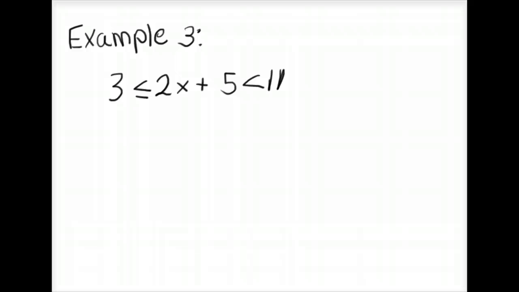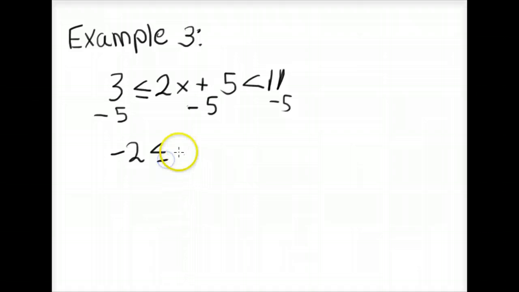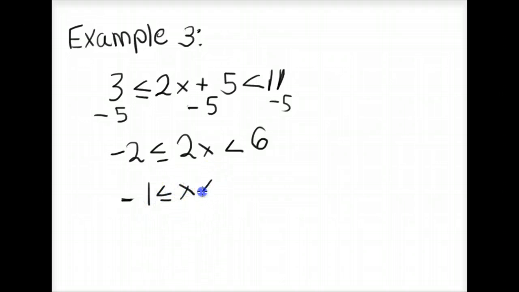So this next inequality has 3 members. In order to isolate x, we first need to subtract 5 from each member. So in order to do that, we have to subtract 5 from all 3 parts of the inequality. To rewrite this, we would have -2 is less than or equal to 2x, which is less than 6. Then we'd have to divide both sides by 2, or multiply each member of this inequality by 1/2. So this would become -1 is less than or equal to x, which is less than 3.